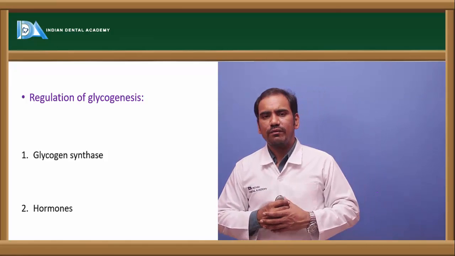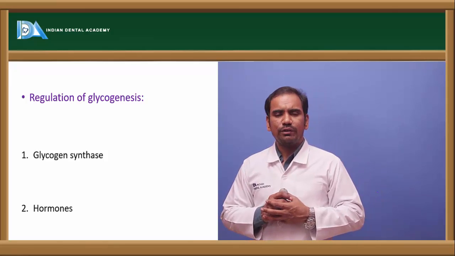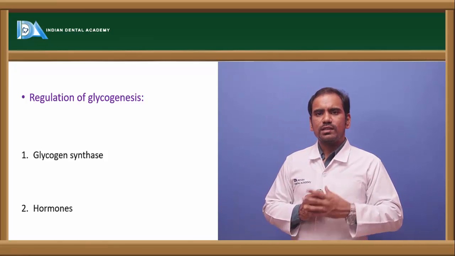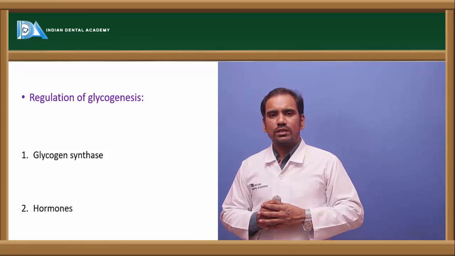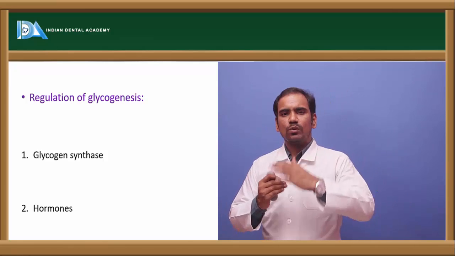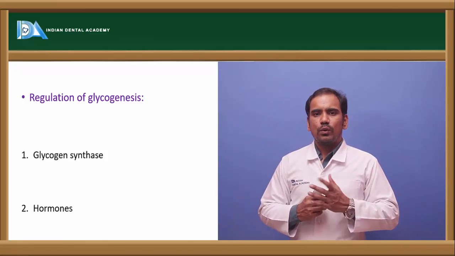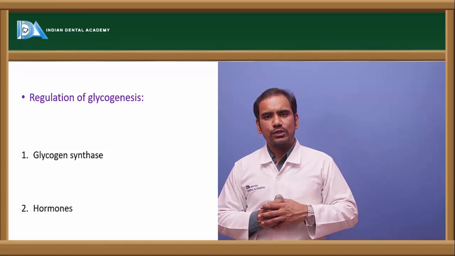Coming to the other way in which it is regulated, hormonal regulation. In hormonal regulation, there are two sets of hormones which affect the blood glucose level. One set of hormones increases the blood glucose level, and the other type decreases the blood glucose level. The only hypoglycemic hormone is insulin.